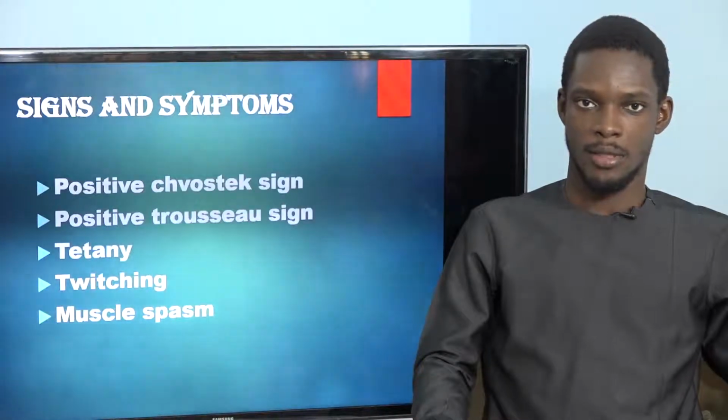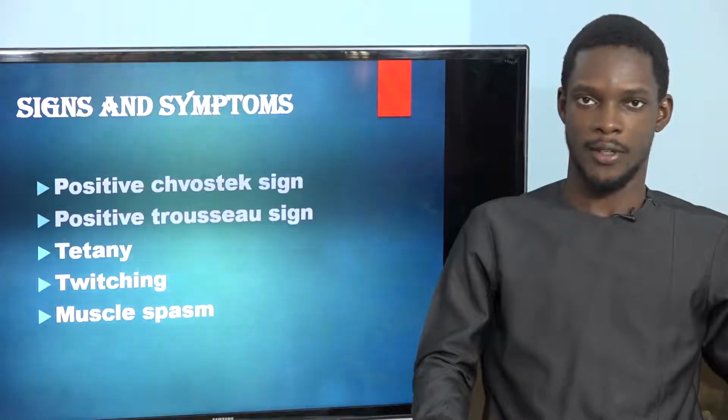Signs and symptoms of hypocalcemia include a positive Chvostek sign and a positive Trousseau sign, tetany, twitching, and muscle spasm. A positive Chvostek sign means that in a client with hypocalcemia, whenever you touch the cheek, the client will experience spasm on the eyes, around the eyes, and on parts of the face.